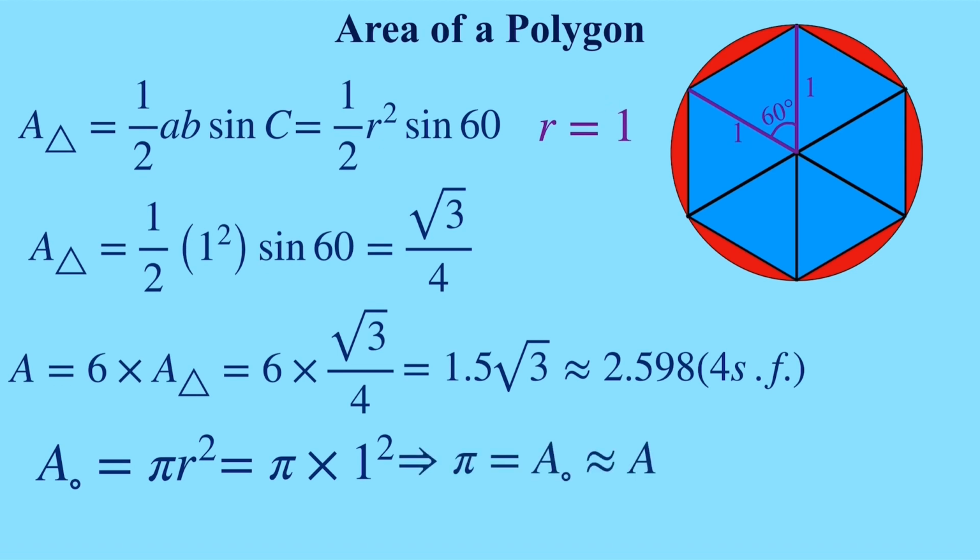Because of this, we can say that pi is equal to the area of the circle, and we know that the area of the circle is approximately, very approximately in this case, equal to the area of the polygon. Because obviously the hexagon takes up a lot of the area of the circle, so the areas are going to be approximately equal. And because of this, we can say that pi is approximately equal to the area of the hexagon, which is 2.598. And that's not a great estimate, but we can do a lot better by increasing the number of sides.